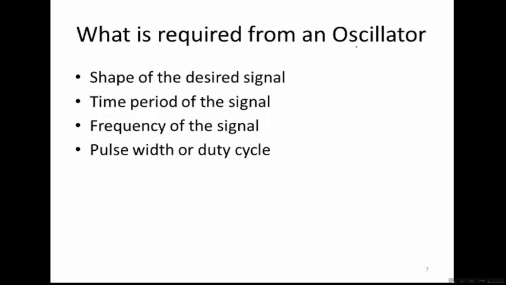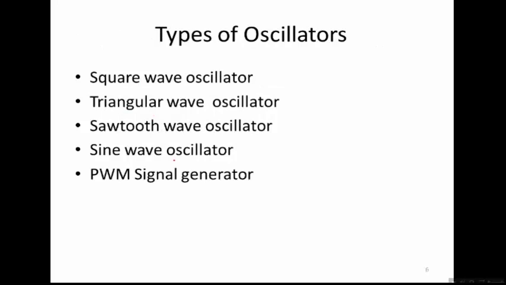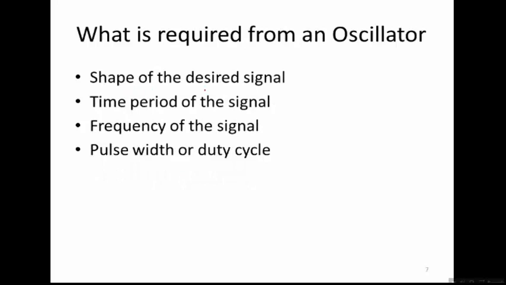Next is what is required from an oscillator. These are the requirements for an oscillator. Number one is the shape of the desired signal: for an oscillator of any kind, what is the shape that is required to be produced? Then we require the particular time period of the signal. For example, I want to produce a signal of 1 millisecond time period and frequency 1 kilohertz. So what is the frequency of the desired signal required from an oscillator? Then the pulse width or duty cycle of the output signal, in case the output is a square wave.